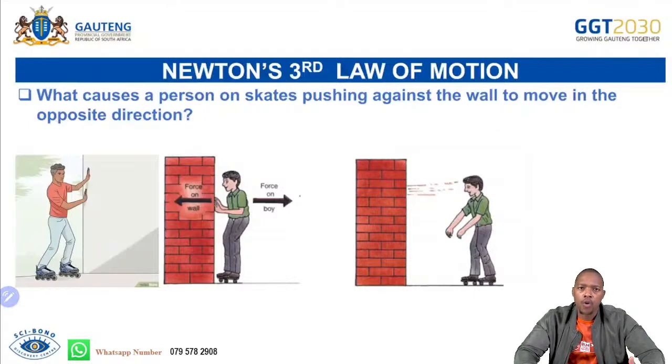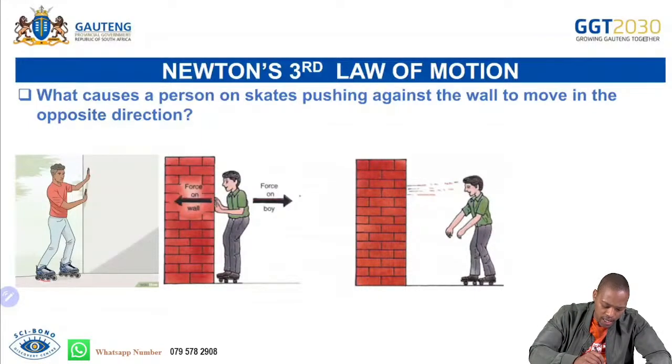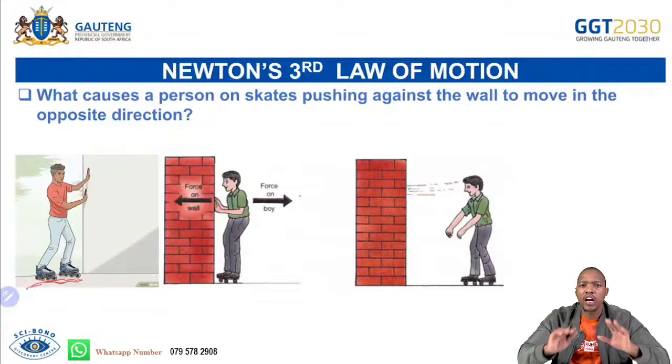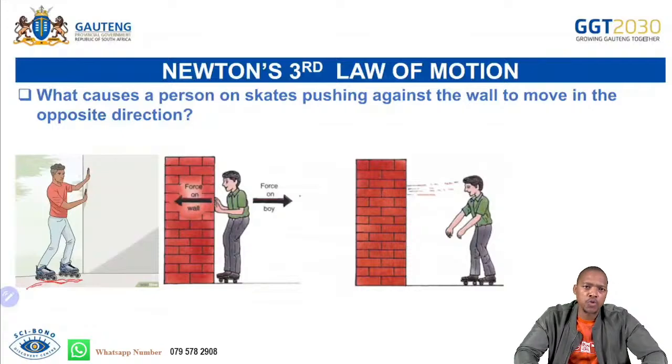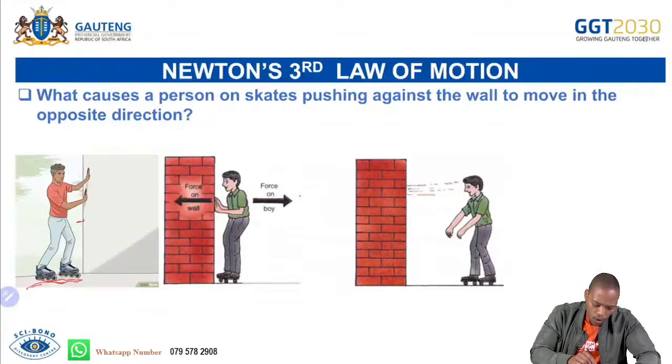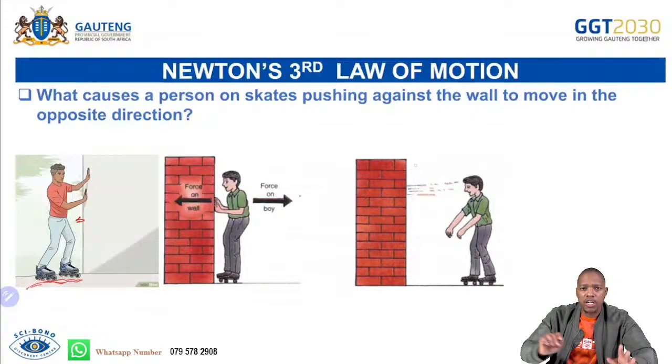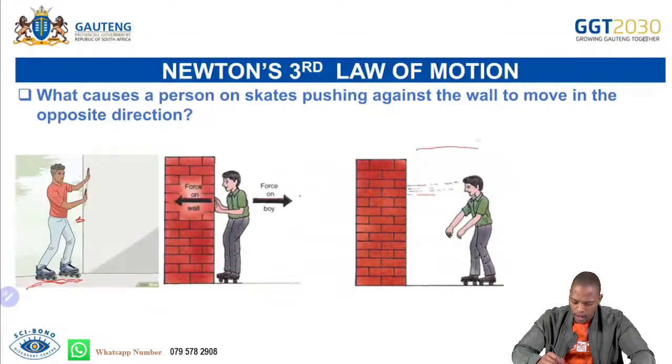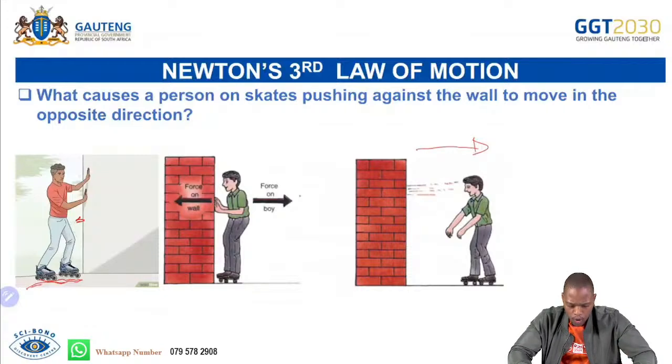Right. So, to understand Newton's third law, I want to ask a question. Let's say you have a person on roller skates, and the person decides to push against the wall. What is going to happen to the person? I'm sure all of us would agree that the person pushing against the wall is going to move. After pushing against the wall, the person is going to move in the opposite direction to where he was pushing. So if the person is pushing to the right, he will move to the left, in the opposite direction. Then the question should arise: what causes the person to move? Because the person is the one that is pushing the wall.